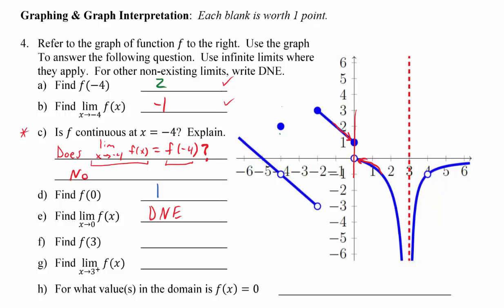Find f of 3. So in this case, we have along this line, when x equals 3, what is our value? And it is undefined. There is no point on our graph at x equals 3. Part G, as we approach 3 from the right, our function is approaching -infinity. So the limit does not exist, but -infinity is the manner in which it does not exist.